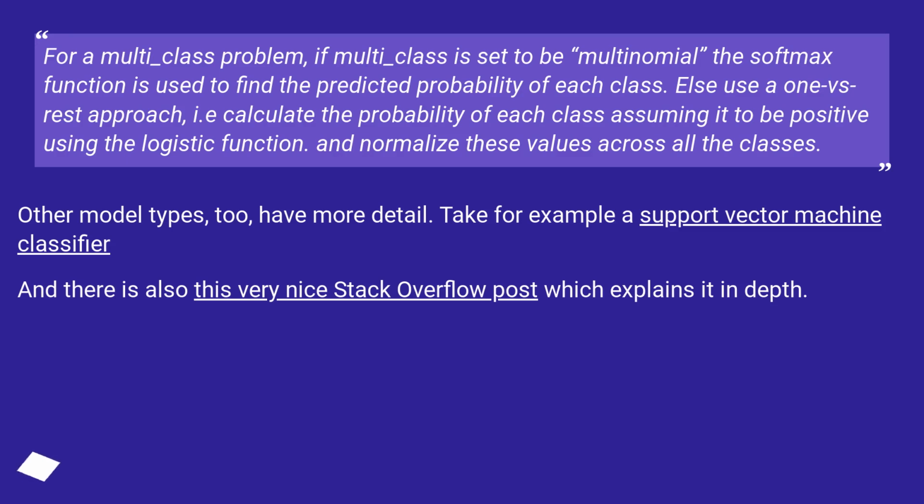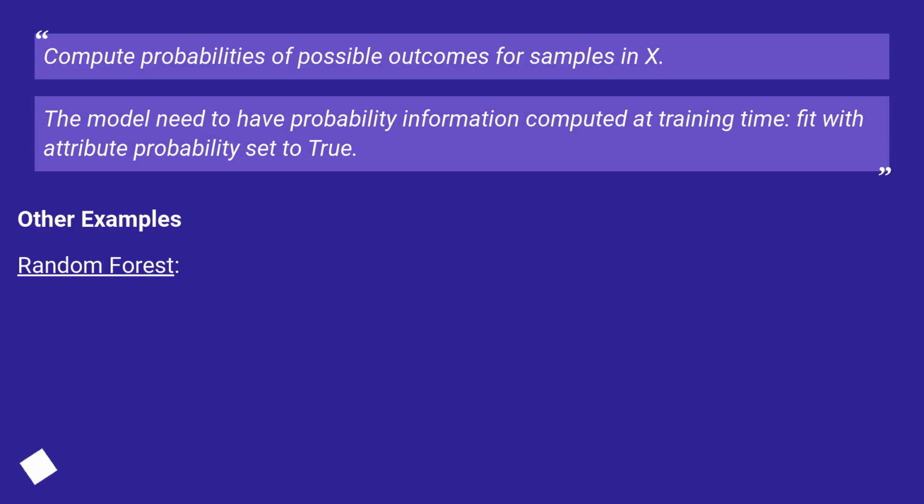Take for example a support vector machine classifier. And there is also this very nice Stack Overflow post which explains it in depth. Compute probabilities of possible outcomes for samples in X. The model needs to have probability information computed at training time, fit with attribute probability set to true.